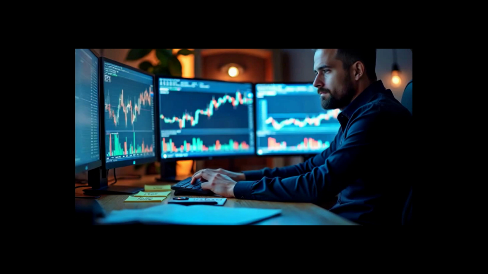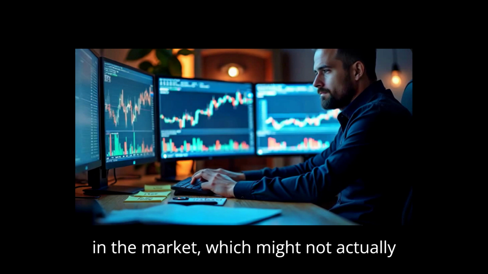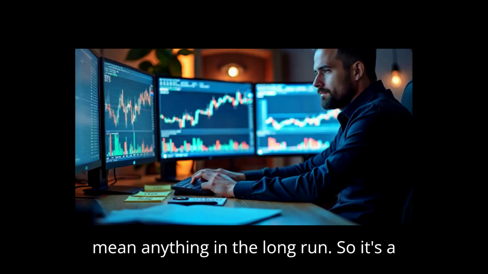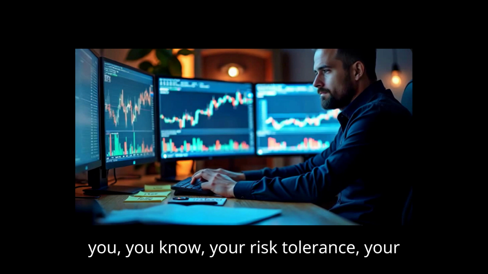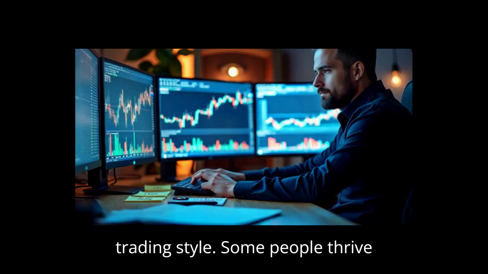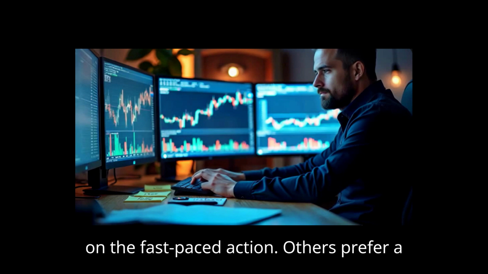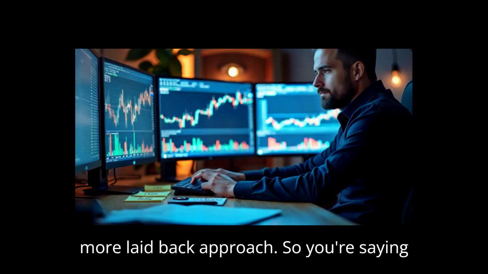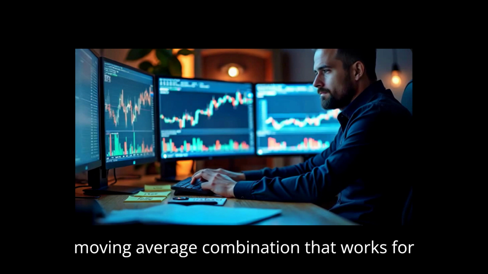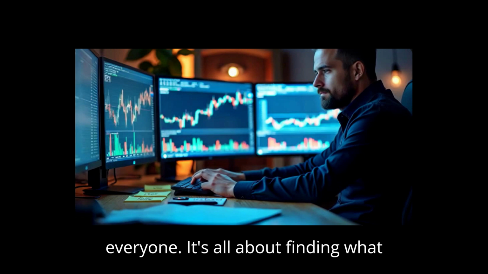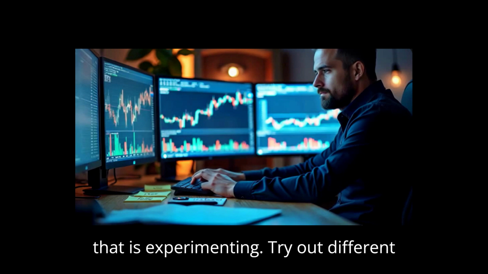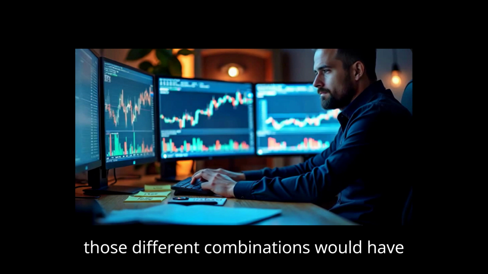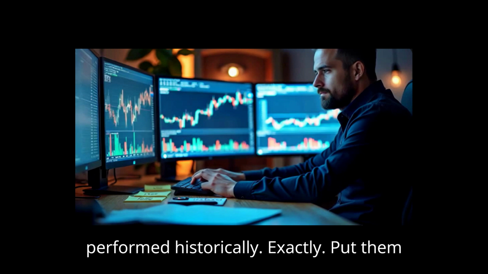Shorter-term crossovers can be more sensitive to those little wiggles in the market, which might not actually mean anything in the long run. So it's a balancing act then, isn't it? Finding that sweet spot. Absolutely. And there's no one right answer. It really depends on you, your risk tolerance, your trading style. Some people thrive on the fast-paced action. Others prefer a more laid-back approach. So you're saying there's no magic number, no perfect moving average combination that works for everyone. It's all about finding what works best for you, and a big part of that is experimenting. Try out different combinations. Right, backtesting. See how those different combinations would have performed historically. Exactly. Put them to the test.